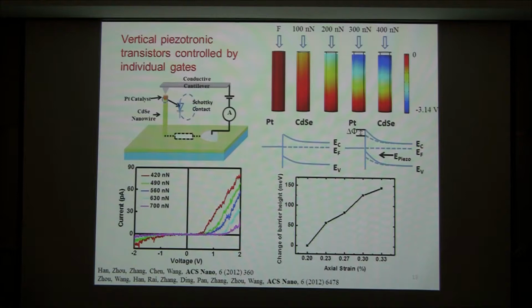As you see experimentally here, when the force increases from 420 nanonewton to 700 nanonewton, you can see the turn-on voltage increase from half volts to about 1.5 volts. If you fix it at 1 volt here, this is on, this is off. Strain-gated switch. So this is the basic of one device.